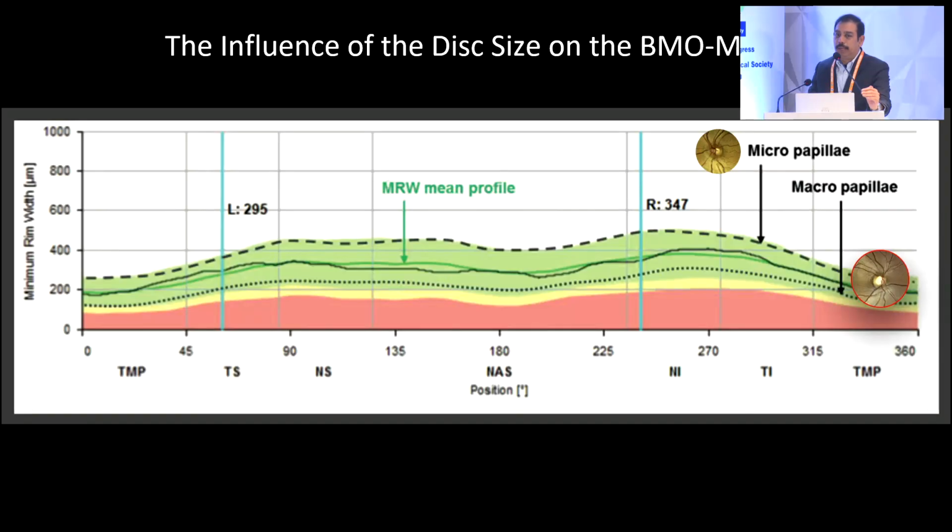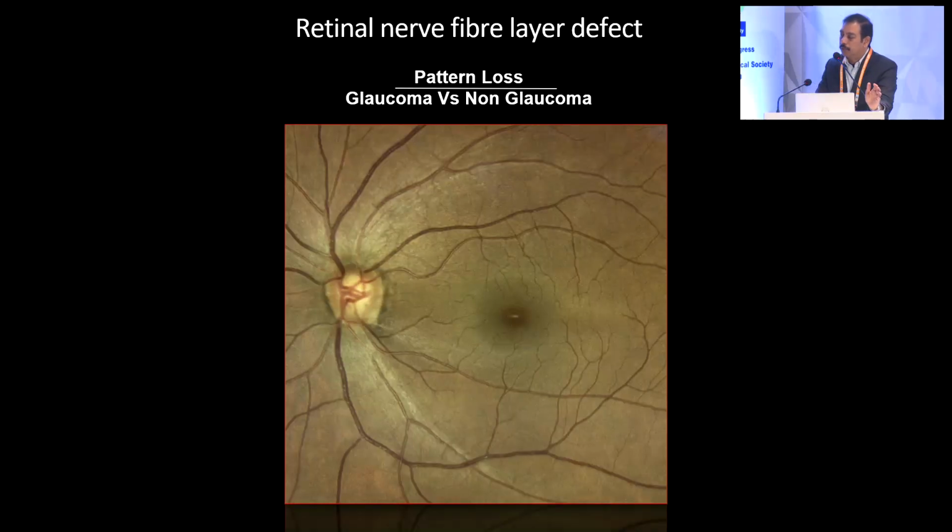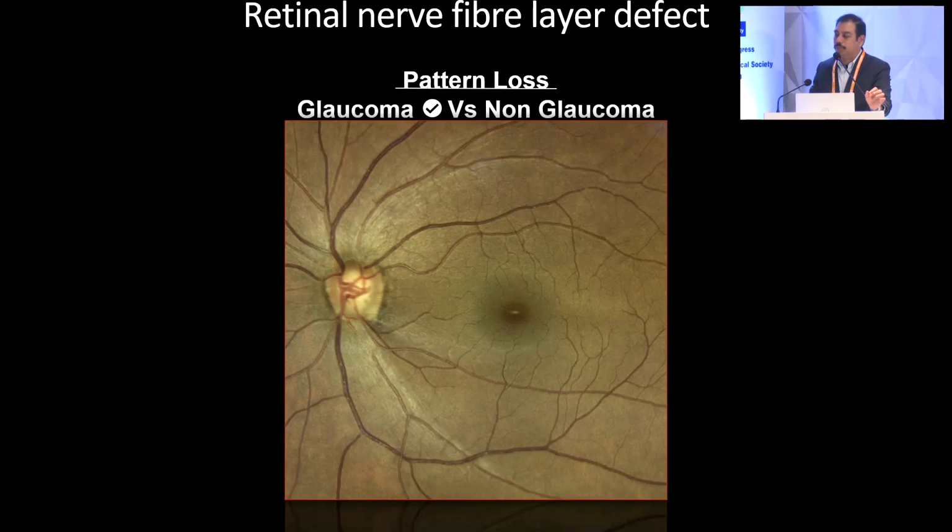If the macropapillae has gone up, probably the patient has a disc edema. So you'll have to be a little careful on reading your OCT pictures. Looking at the RNFL layer defects, what we really see is many times we may have the confusion of whether that is true glaucomatous or non-glaucomatous defects, which may again arise from the disc margin.